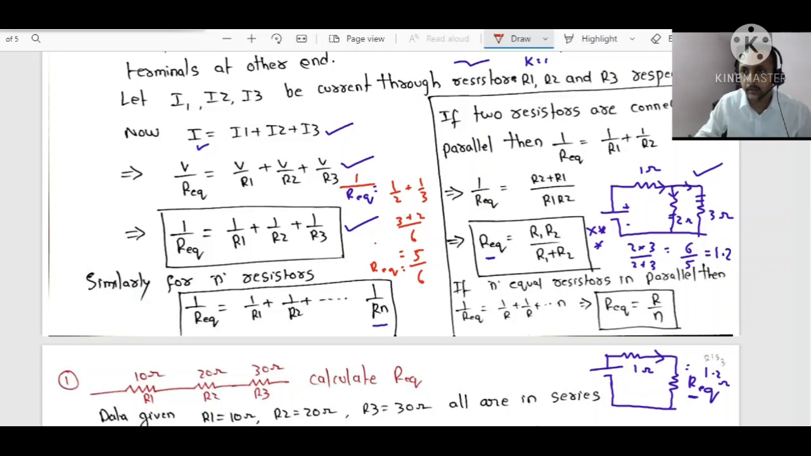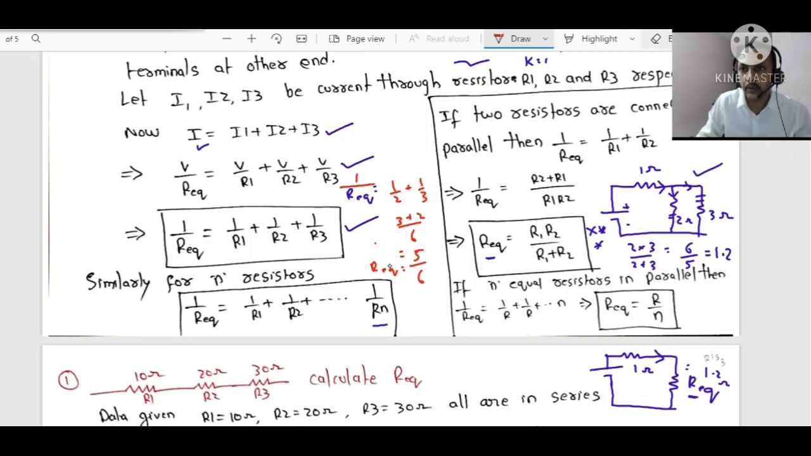Seeing some hundreds of students in the same subject, I am telling these points, so please don't neglect them. I repeat again: 1 by R equivalent equals 1 by R1 plus 1 by R2 plus 1 by R3. If you are following this, at the end what you get is 1 by R equivalent. To find R equivalent, you have to take 1 divided by that answer. Looking at the formula, it seems to be simple.